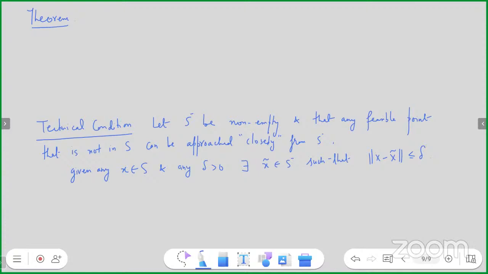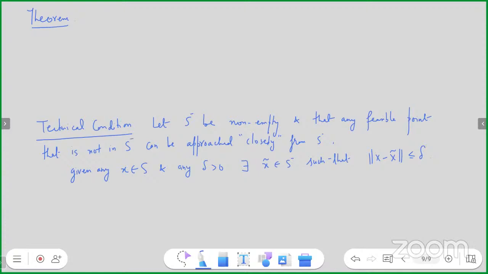Let's forget that for the moment. We'll correct it, as long as we understand it. Take any point which is in S. If it's in S minus, all of this is trivial. So take a point which is not in S minus but in S. Take any delta greater than 0. I should be able to find an x tilde in the interior so that the distance between them is less than delta. Now tell me what the mistake is.